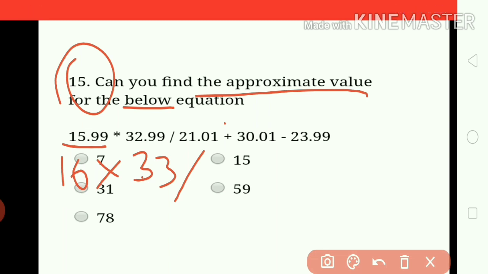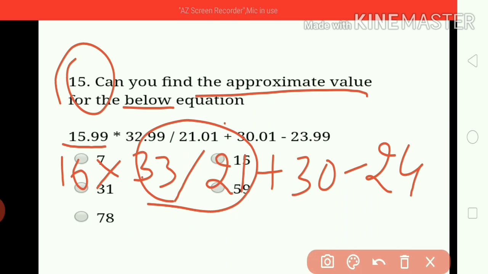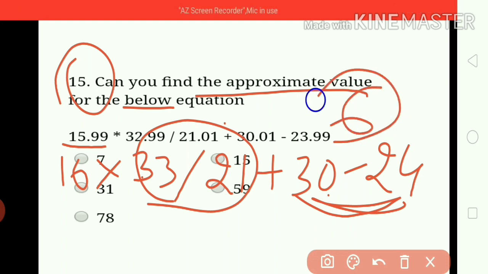This is less than 21.50, so we will take 21 here, plus 30.01, which is smaller than 30.50, so we will take 30 here, minus 23.99, which is more than 23.50, so we will take 24 here. Now let us solve the division part first, because according to BODMAS we have to solve the division part first. So divide 33 by 21, and you can subtract also first. 30 minus 24, you get 6, right?